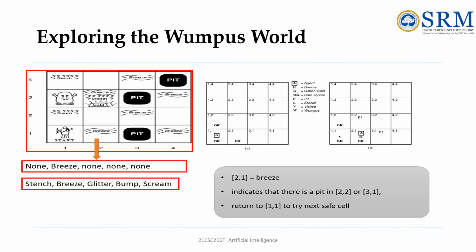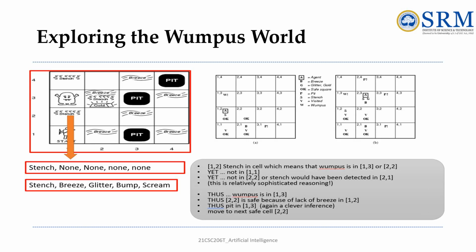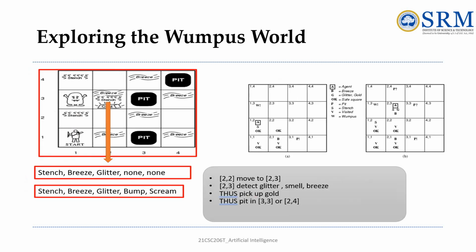After each move, the agent updates its knowledge base and infers new facts, which include which squares are safe, where the Wumpus likely is, and whether to shoot the arrow or avoid a risky path. The emphasis here is on progressive learning. The more the agent explores, the smarter its decisions become.